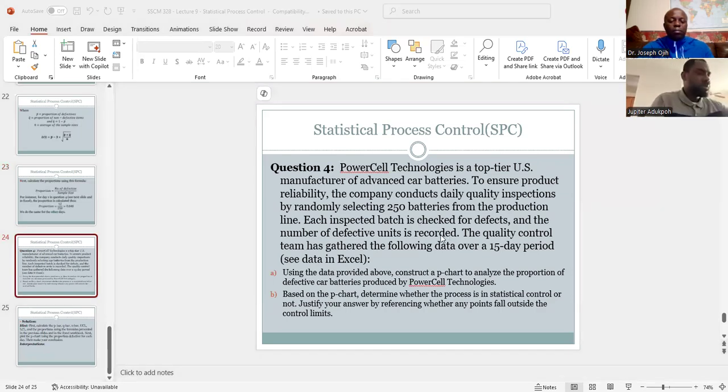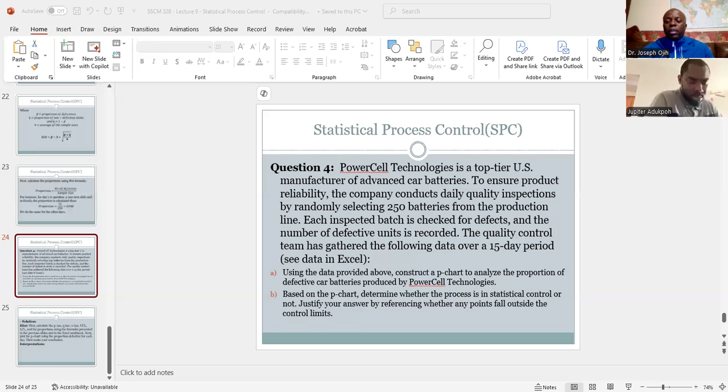PowerCell Technologies is a top-tier US manufacturer of advanced car batteries. To ensure product reliability, the company conducts daily quality inspections by randomly selecting 250 batteries from the production line. Each inspected batch is checked for defects, and the number of defective units is recorded. The quality control team has gathered the following data over a 15-day period.